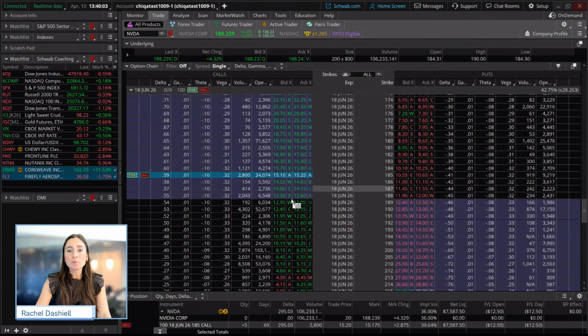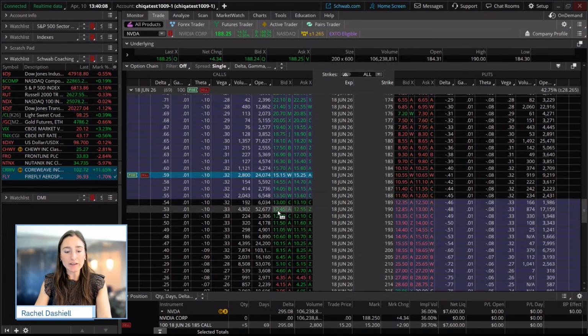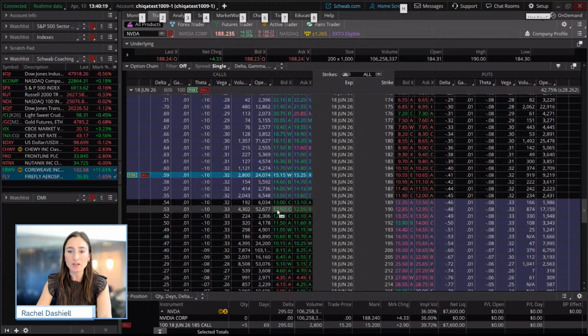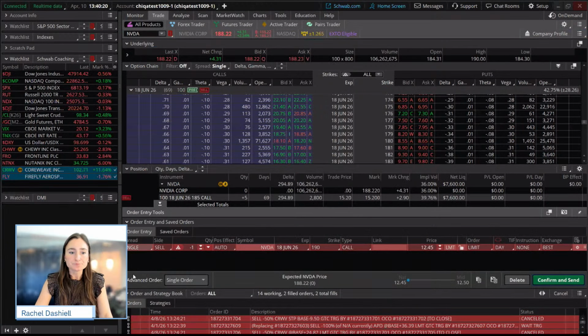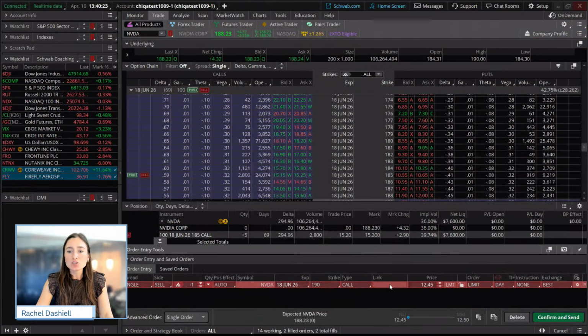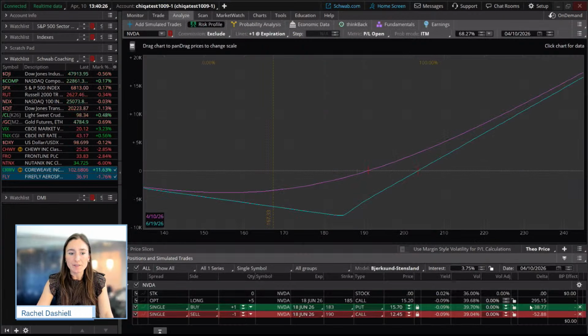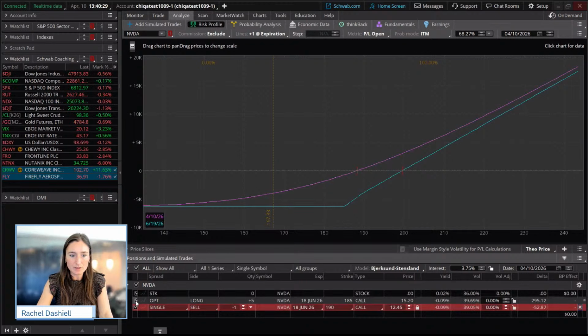Now, if you wanted to make this a spread and add on to this, you could leg into a spread or you could have created a debit spread. But essentially, if you wanted to create a little spread here, you could do a 5-wide spread and you could sell, let's say, the 190. So essentially what you're doing if you sell this 190, and I'm going to analyze the trade here on the side and get rid of some of these other things that we have.